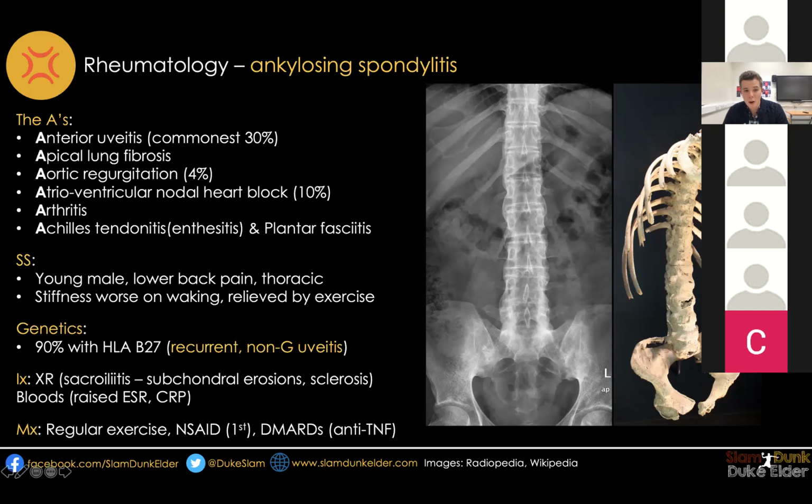They tend to get non-granulomatous recurrent uveitis, which usually affects the anterior segment, okay, in terms of anatomy. You would initially do an X-ray, simple blood tests to see if there's an autoimmune process going on or some form of rheumatological problem, and you would advise them accordingly, okay? Exercise, non-steroidals.